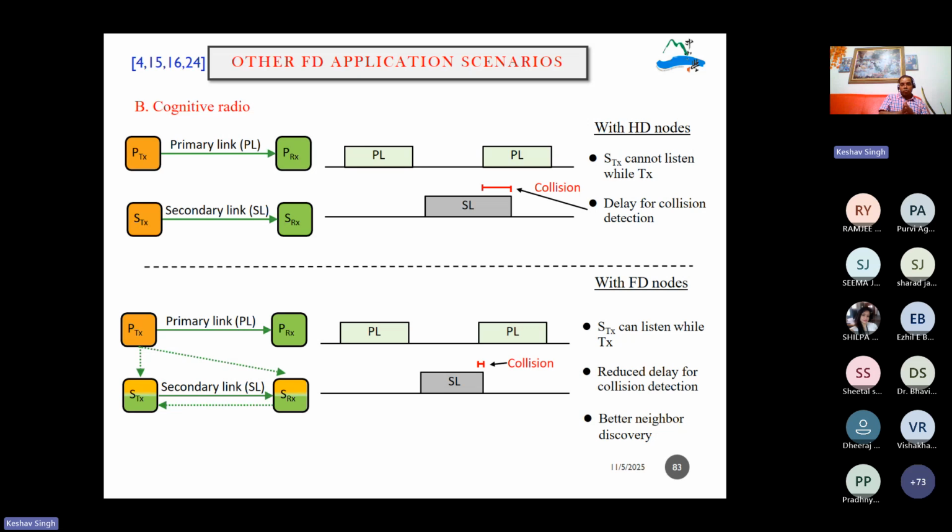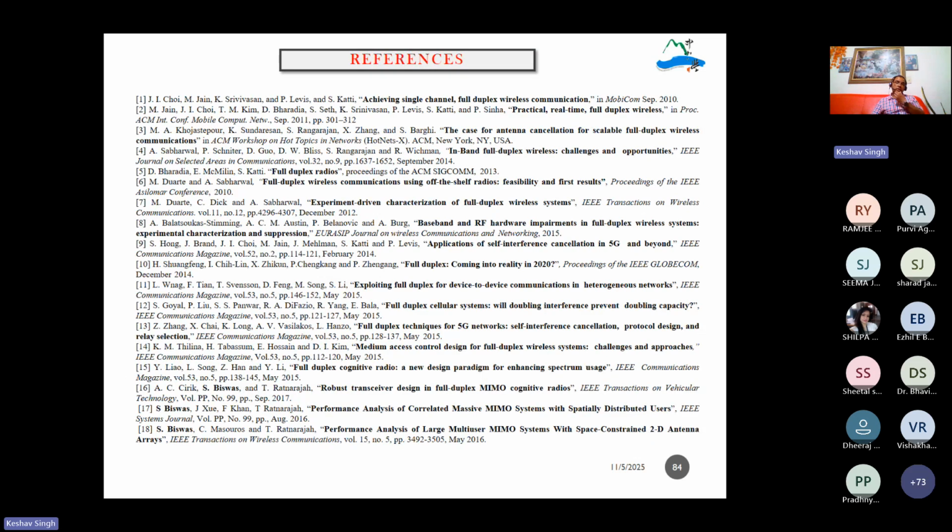it will help in improving the spectral efficiency and, in other terms, it will reduce the huge delay for the secondary network. So these are related to the full duplex case. Here we have some references. We can also get some more references, especially from an ISAC perspective.